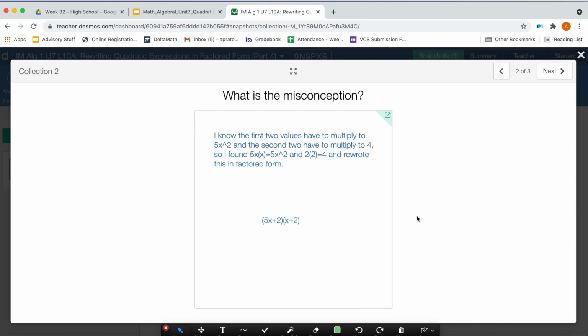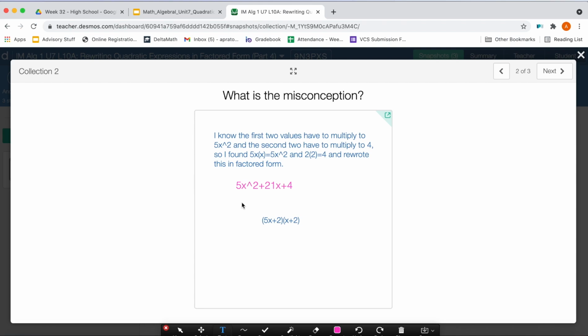Okay. So we really get this deep understanding here. So now we get to here. Let's look at what this student did. I noticed the first 2 values have to multiply to 5x squared, and the second 2 have to multiply to 4. So I found 5x times x is 5x squared, and 2 times 2 is 4, and I rewrote this in factored form. Okay, look at their work. What is the misconception? What were they thinking? And let's get back to the initial one. It was 5x squared plus 21x plus 4. So is this correct? Why or why not?